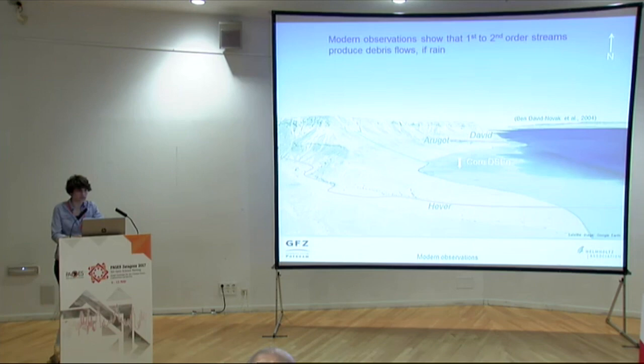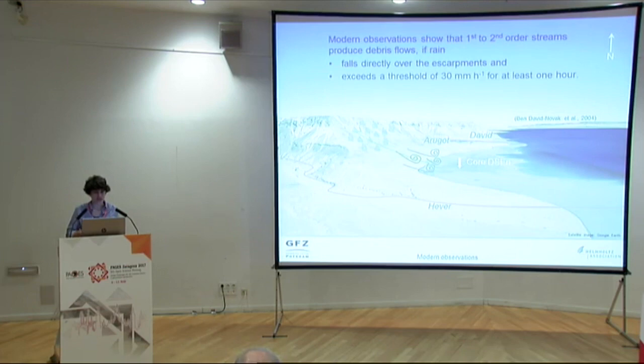So then we looked at modern observations, which were published earlier by Ben David and Novak. And these modern observations show that these first and second order streams can produce debris flows if two conditions are met. So first of all, we need rain directly falling on these escarpments to mobilize the sediment. In contrast, if the rain would fall beyond the escarpment rim on the Judean Plateau, we would have flash floods in our main streams. And the second condition is that we have to meet a threshold of at least 30 millimeters per hour for at least 1 hour, which is pretty high. And rainstorms of this intensity are generally triggered by the active Red Sea trough.